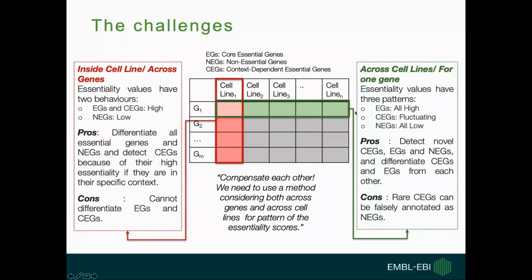The advantage is that we can differentiate all of them. But the disadvantage is that to identify context-essential genes, there should be lots of cell lines having these contexts. This means that we can lose the rare context-essential genes, and we don't want that. So we think that we need to combine these two approaches in our methodology to identify all of them.